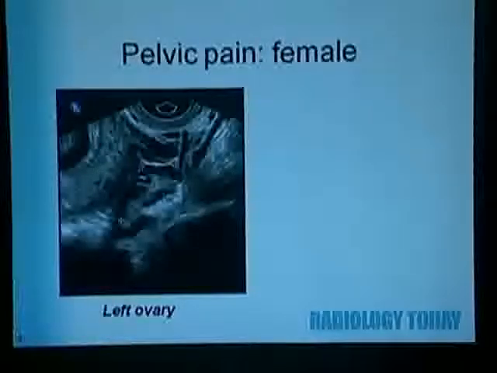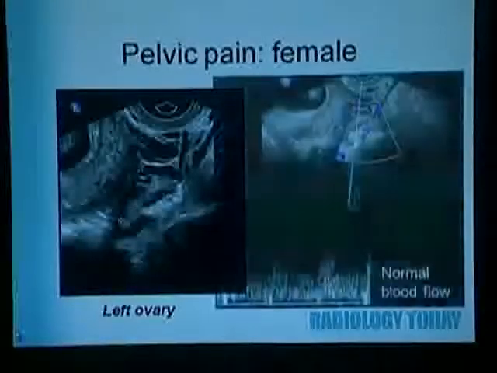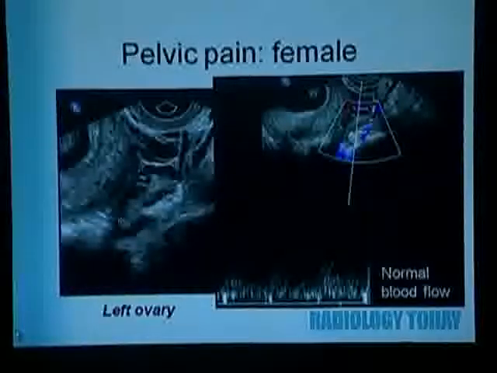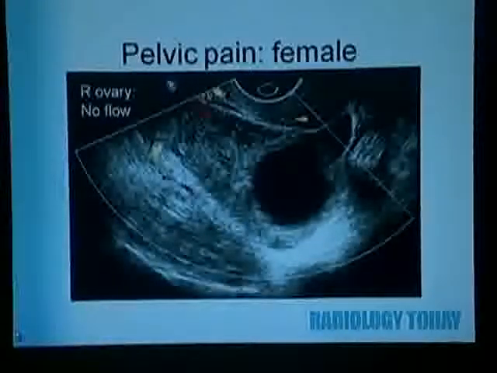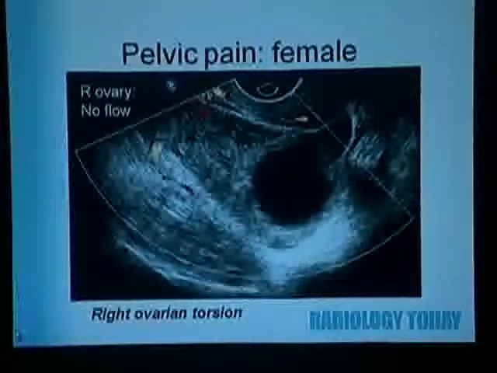So in brief, we're going to look at a few cases. This is the left ovary in a patient with right pelvic pain, which shows a normal left ovary, normal blood flow in that left ovary, seen by ultrasound. But the right ovary, I think even to the naked eye, looks large. It's got a big cyst in it, which actually served as a lead point, in this case, of right ovarian torsion.